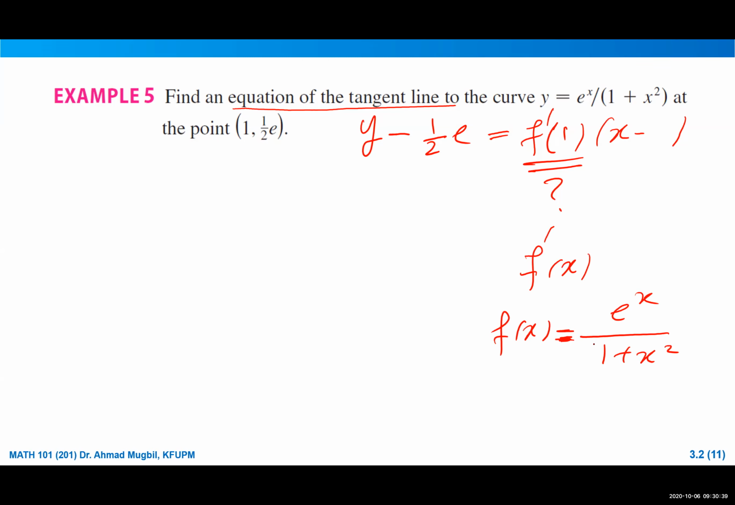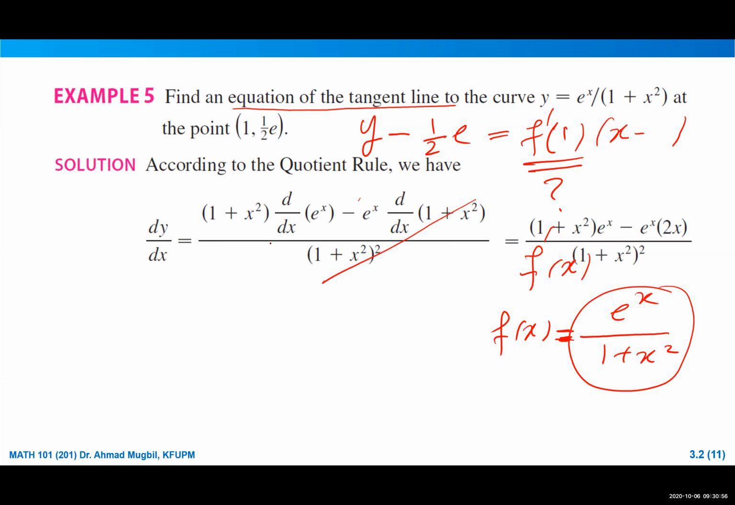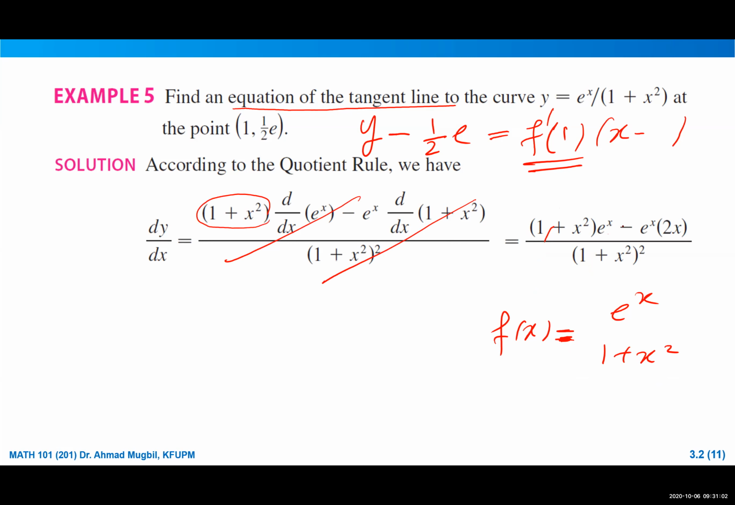So what I will do, I will apply the quotient rule. I will say the derivative of the denominator multiplied the derivative of the numerator minus, and so on. So this is how to find the derivative of this function. Again, you can skip this step, but you have to be sure that it is there. So it is the denominator multiplied by the derivative of the numerator minus the numerator multiplied by the derivative of the denominator over the square of the denominator.